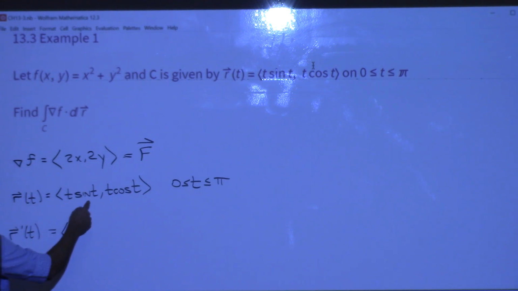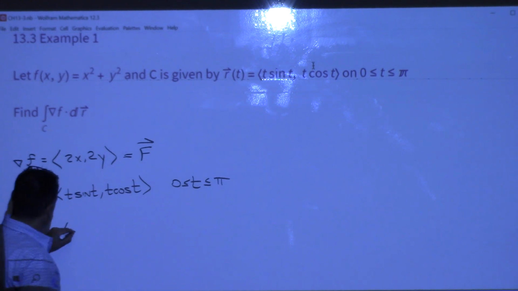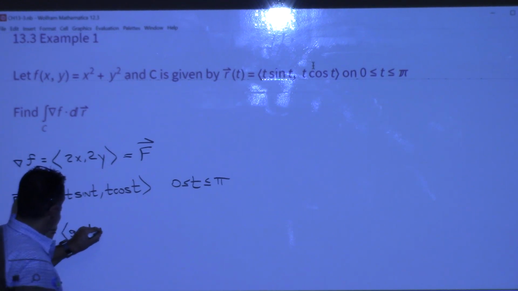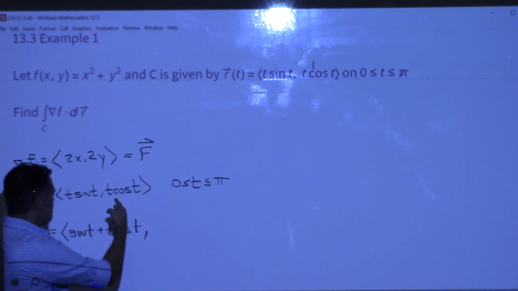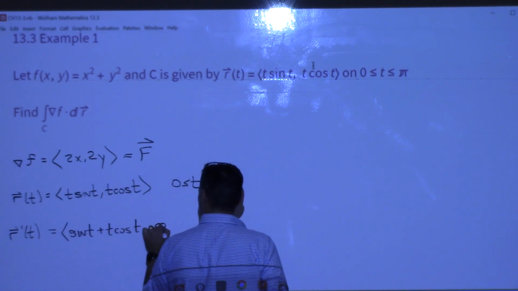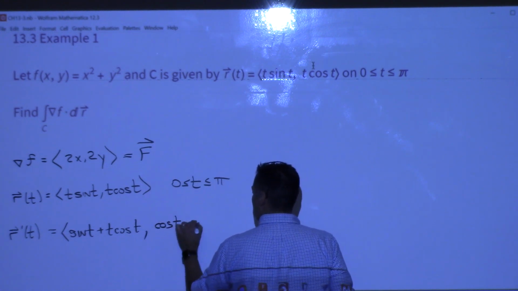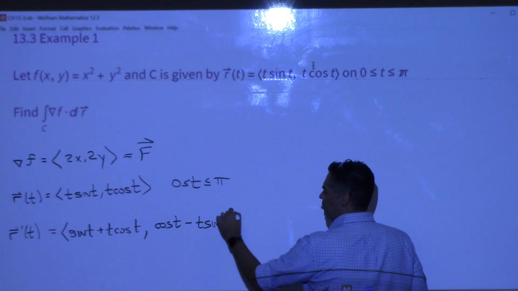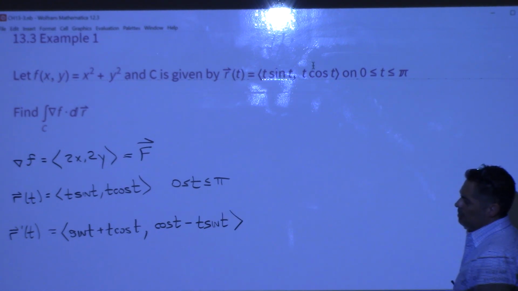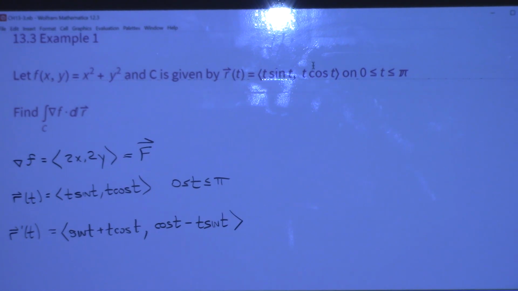Derivative of each one, I have to do a little product rule here. Sine t plus t cosine t. And then this one would be cosine t minus t sine t, because you'll get a negative when you do the derivative of the cosine. Okay, there's your derivative.